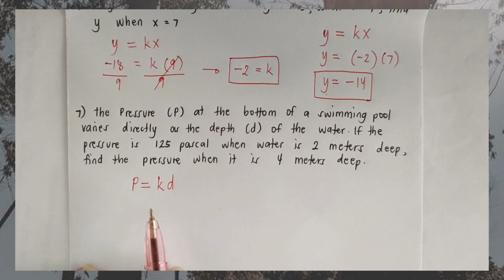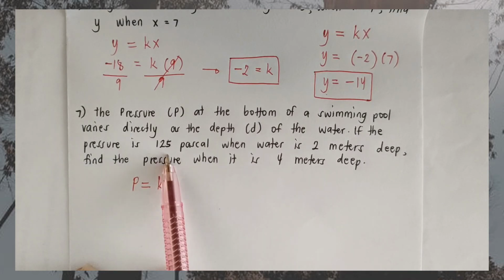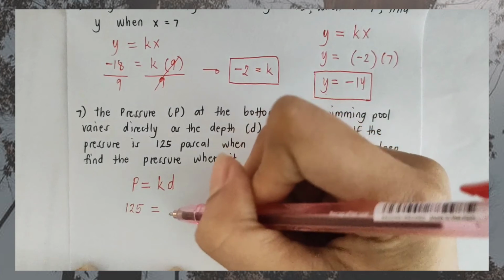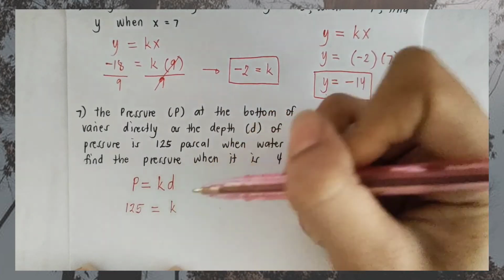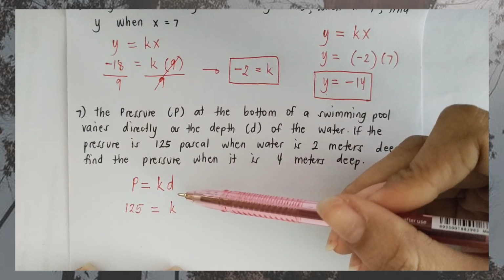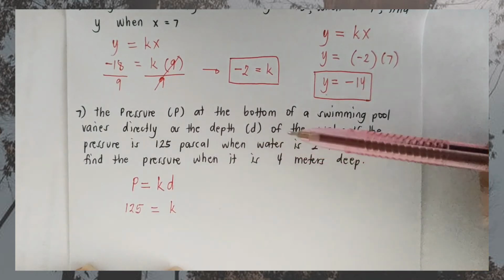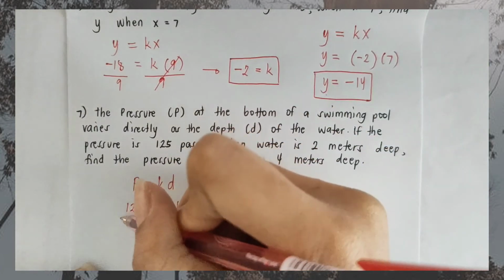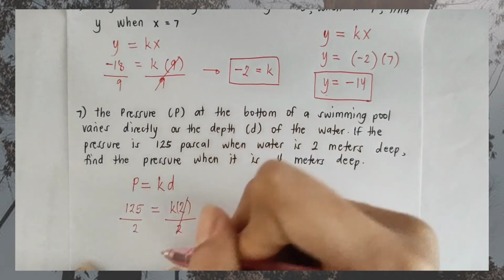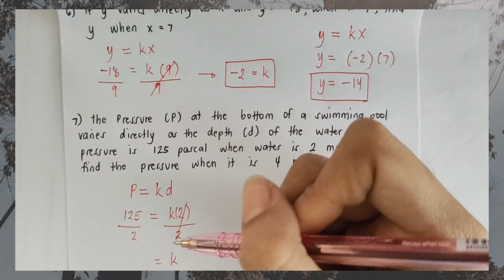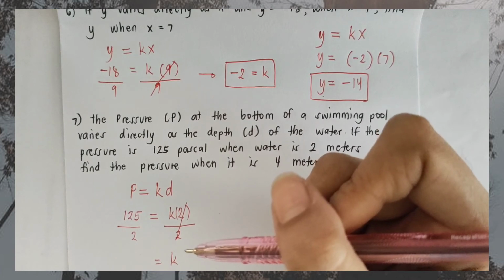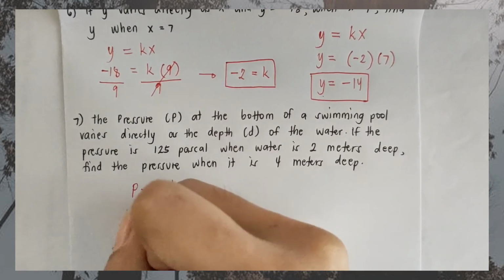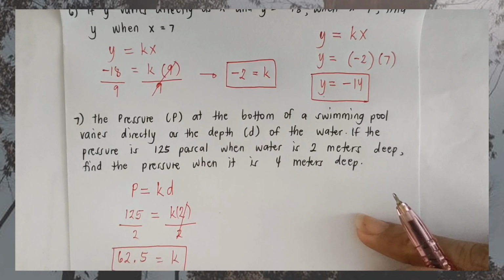Next, substitute for the value of pressure, which is 125. So we will write there 125 is equal to k, and then your d or your depth here is also given, which is 2 meters deep. So 2, divide both sides by 2. So our k here is, you can write 125 over 2, or the decimal value will be 62.5. This is now our constant of variation.